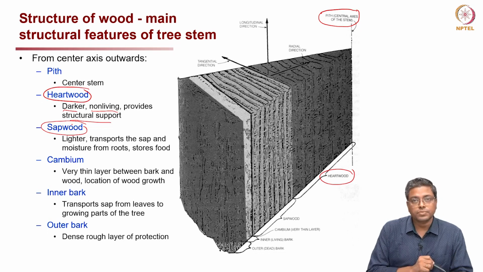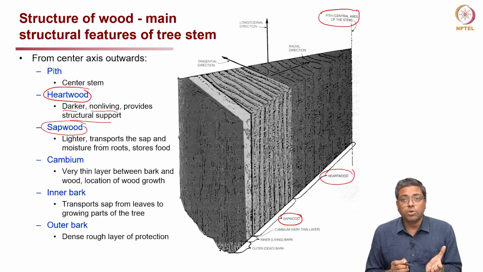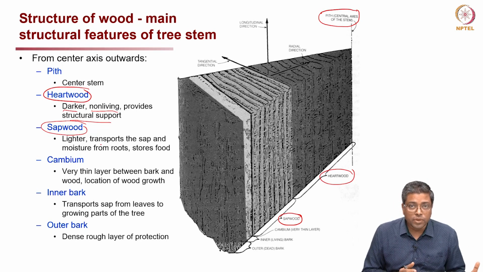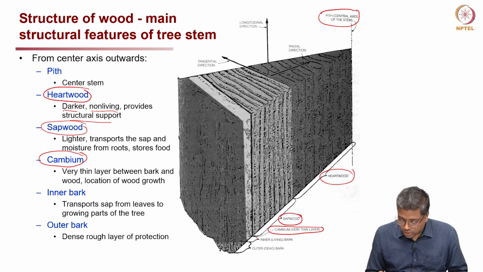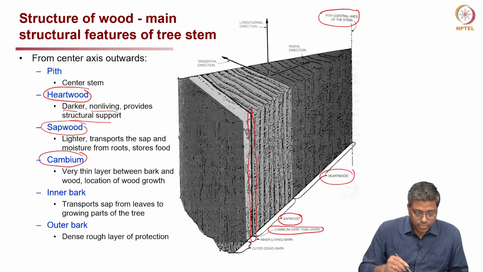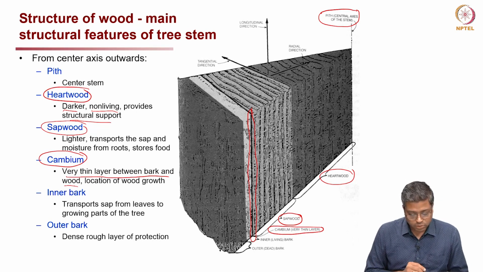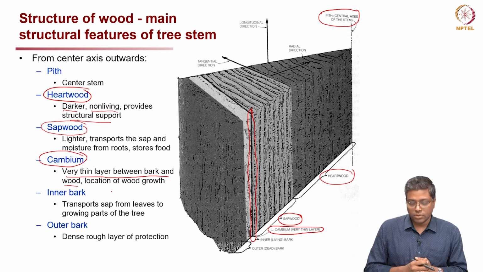Then you have sapwood, which is the lighter color region here, and it transports the sap and moisture from the root and stores the food. Then you have cambium. As you go outer and outer, you have cambium here, which is a thin layer. You can see here, this thin layer, darker color region, that is the cambium. It is a very thin layer between the bark and the wood. It is the location of wood growth, that is where the wood grows laterally, cambium.